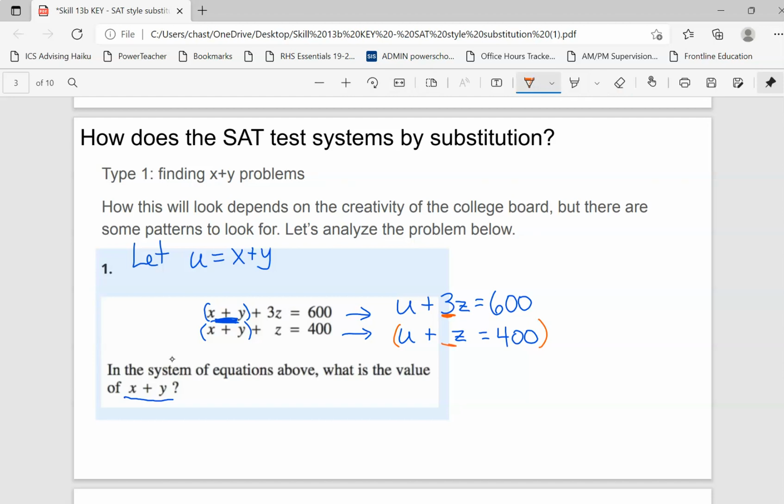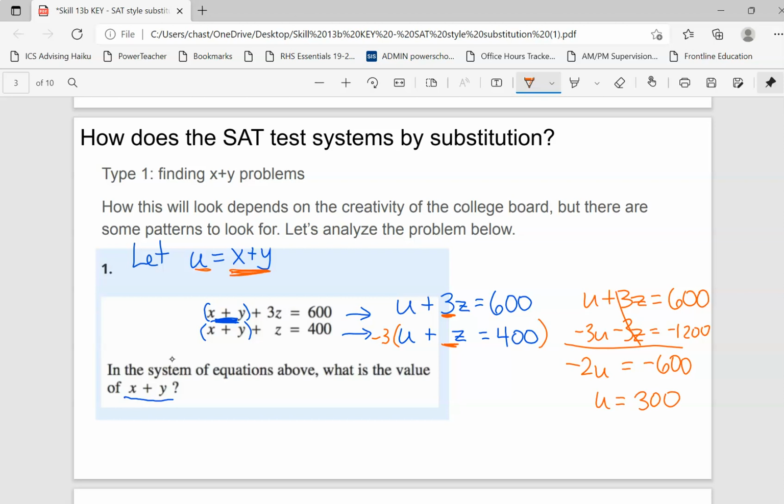So this is a positive 3z. I need this one to be a negative 3z. Okay? So now the top equation stays the same. Make sure you're writing this down. The bottom equation looks like so. And the z's are out. We get negative 2u equals negative 600, which means u has to be 300. And remember, u is just x plus y. So this implies that x plus y equals 300. Okay?